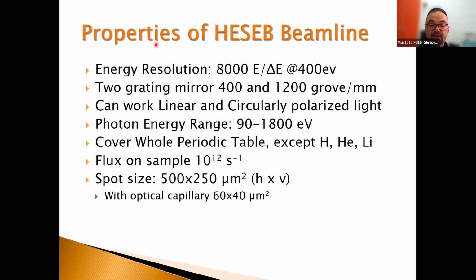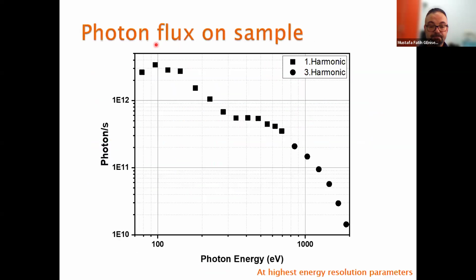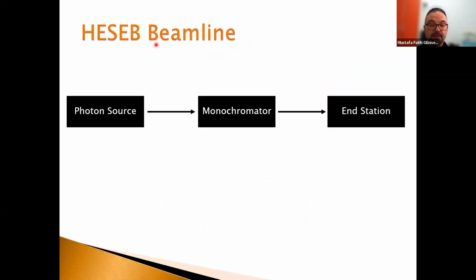But we have an optical capillary, which I'll mention in a later part of the presentation. We can go down to 60 to 40 micrometers in spot size. Here is the photon flux on the sample. As I said, it's around 10^12. When we increase the energy, the photon flux will decrease, but it's still in the same order of magnitude. So we have given information about our photon source and monochromator.